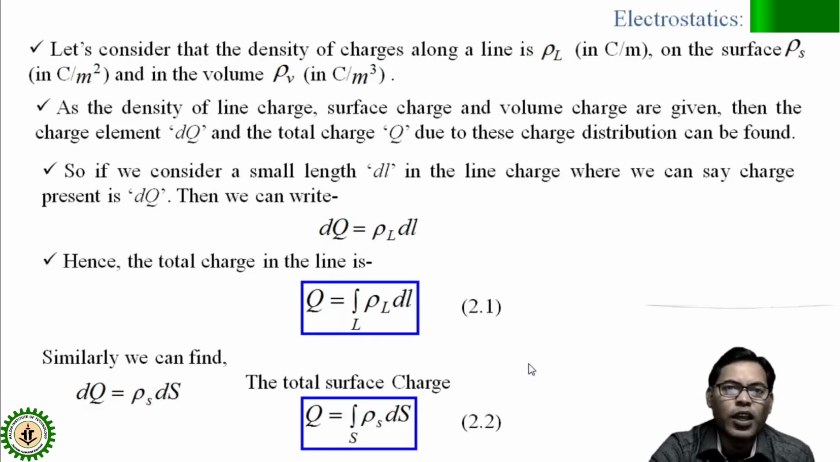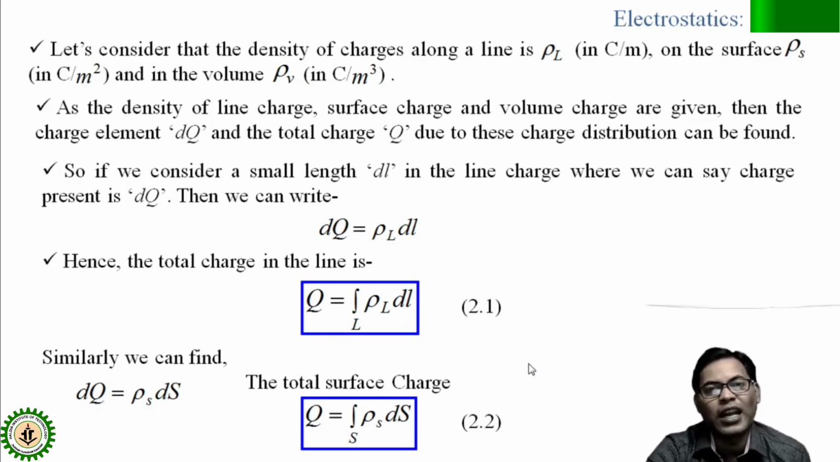So, here to calculate the electric field intensity, first we are considering the line charge density rho L, which will be in coulombs per meter, and for the surface charge the charge density we are considering rho S, that is coulomb per meter square, and for the volume of charge we are considering the volume charge density rho V, which will be in coulomb per meter cube. Now, the density of the line charge, the surface charge and the volume charge is considered symmetric.